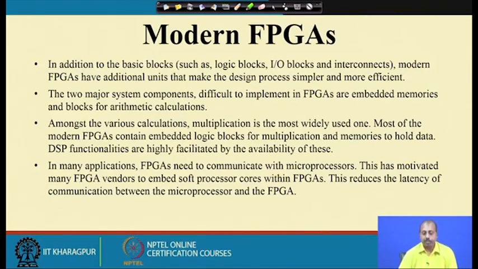In many applications, FPGAs need to communicate with microprocessors. The FPGA chip needs to communicate with some outside chip, and many FPGA vendors have embedded soft processor cores within FPGAs. So, you can very easily use the communication mechanism supported by the processor cores embedded into the FPGAs. For example, Xilinx has PowerPC embedded onto the FPGA chip. That way, we can establish communication between the microprocessor and the FPGA.